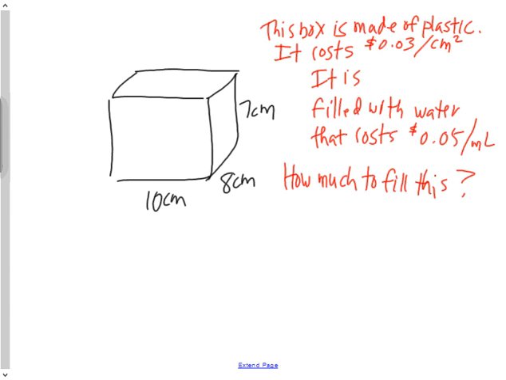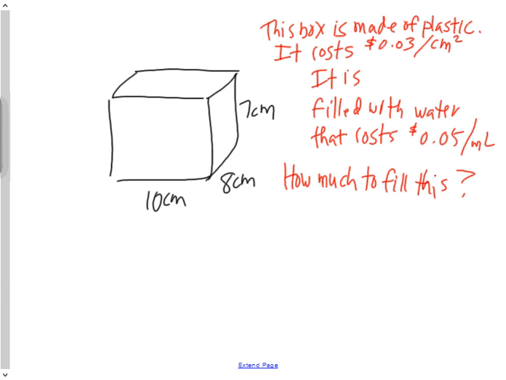Your second question gives you a box. It says this box is made of plastic. And the plastic costs 3 cents per centimeter squared, and it is filled with water that costs 5 cents per milliliter. How much will it cost to fill this? Now, the reason why this might pose a problem to some students is there is information in this question that is superfluous, that is unnecessary, that is not needed.